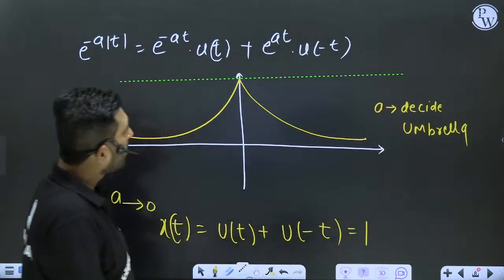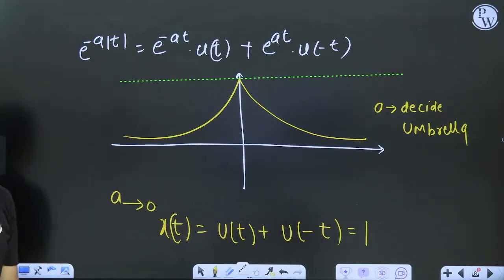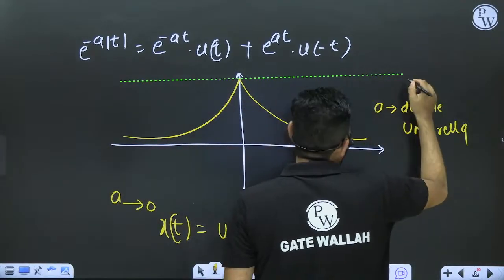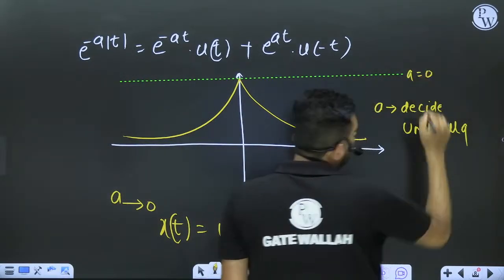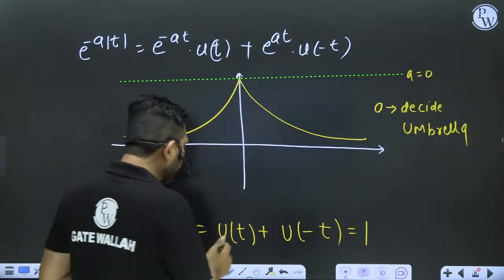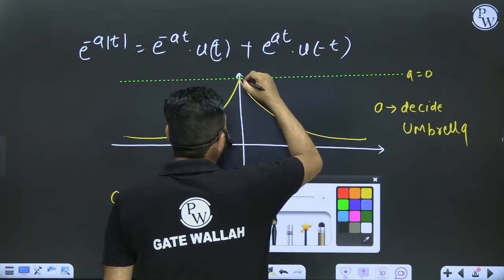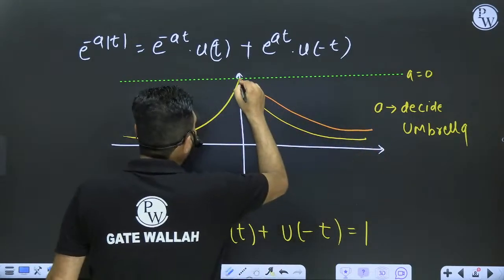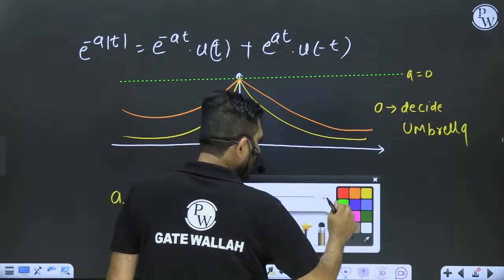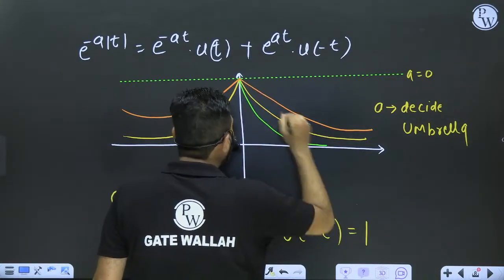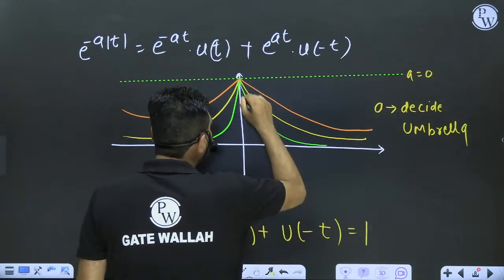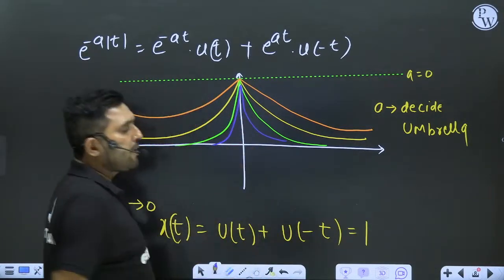Yes, I will get this function. So this is when a is equal to 0. And now if you increase the values of a, you will get either this one, or this one, or this one, depending on the values of a.